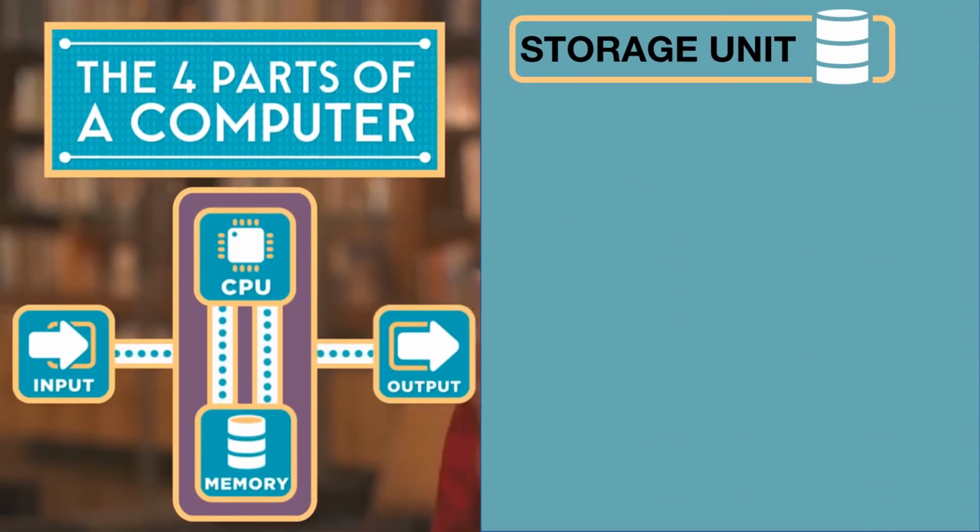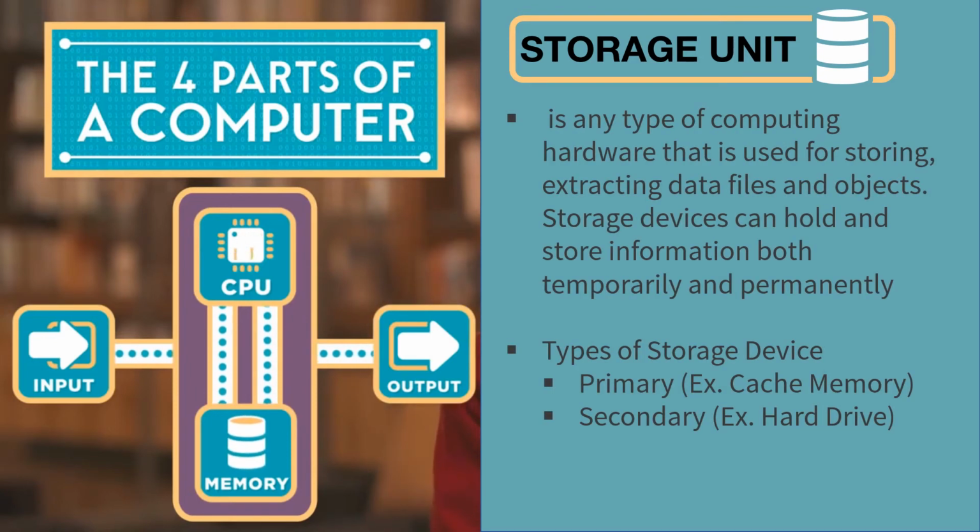Okay, so next we have the storage unit. A storage unit is any type of computing hardware that is used for storing and extracting data files and objects. Storage devices can hold and store information both temporarily and permanently. There are two types of storage device: primary storage and secondary storage. A basic example of primary storage is cache memory, and for secondary storage, we have the hard drive.